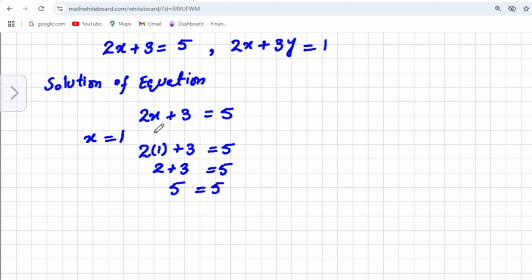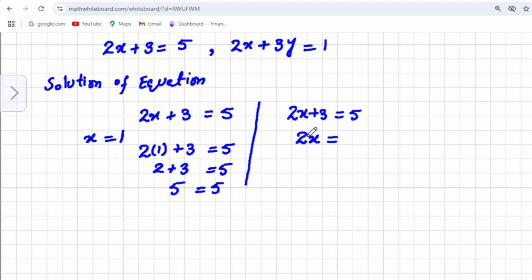So if we put x equal to 1, both the left-hand side and right-hand side are equal, and the equation is true. So we can say that x equal to 1 is the solution of this equation. If we put any value other than 1, then it will not be true. So x equal to 1 is the only solution of this equation. How to find this solution? We can write here 2x plus 3 equal to 5. We have to find the value of x. So solution means finding the value of the variable involved in that equation.